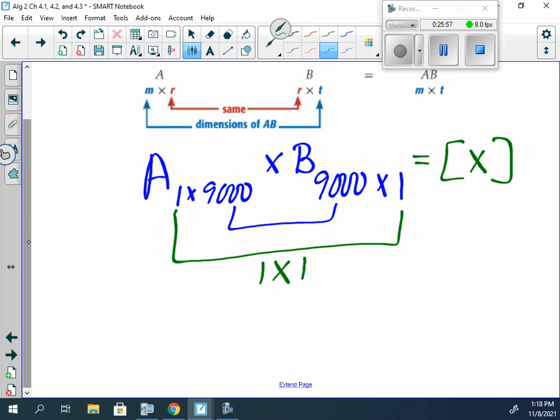So the first one would be a row matrix with 9,000 different items in it. Matrix B would be a column matrix, so a single column with 9,000 entries. And when we multiply the two together, we get a 1 by 1. I had it flipped, but yes, A is 1 by 9,000 and B is 9,000 by 1, and when you multiply them, we get a 1 by 1.